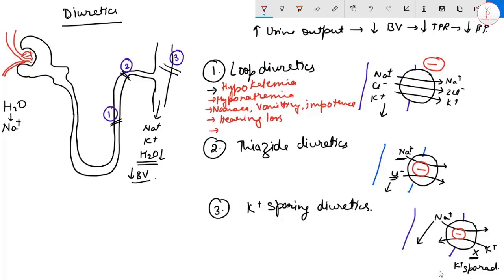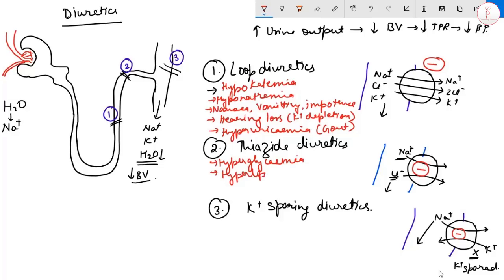Along with this, they develop impotence. They do produce hearing loss due to depletion of potassium, and in some cases, they also precipitate gout by hyperuricemia. They also produce hyperglycemia, hyperlipidemia, and sometimes they also lead to deficiency of magnesium in the body. And thiazide diuretics also reduce GFR, and hence they are to be used cautiously in patients with renal insufficiency.